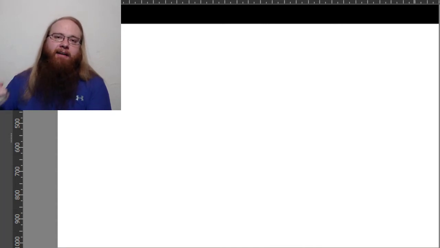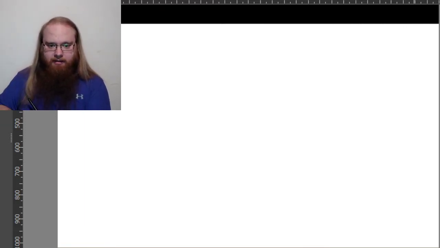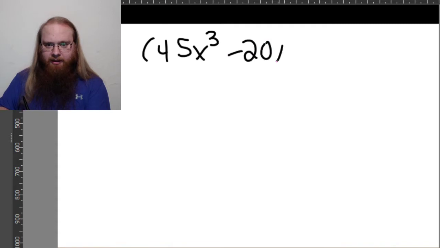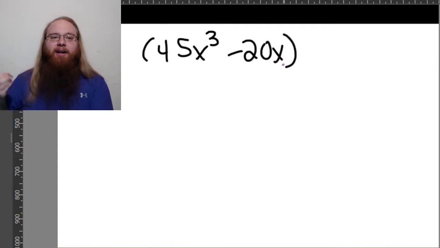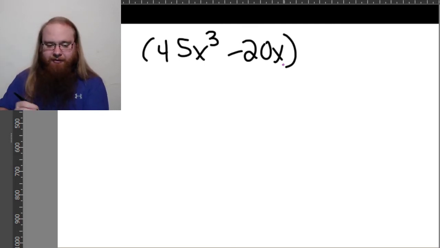Now, unlike in Lesson 2 where we were just finding the GCF, now we're going to worry about factoring out the GCF from a binomial. Let's take this binomial, 45x cubed minus 20x, and factor out the GCF. In order to factor out the GCF, we have to find the GCF first.